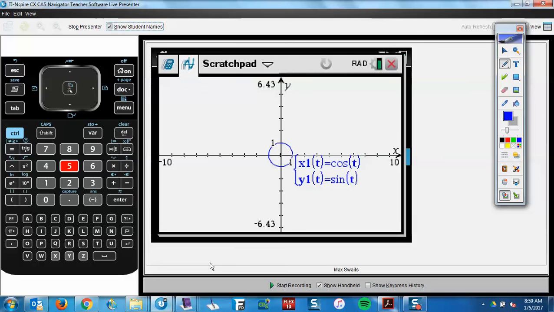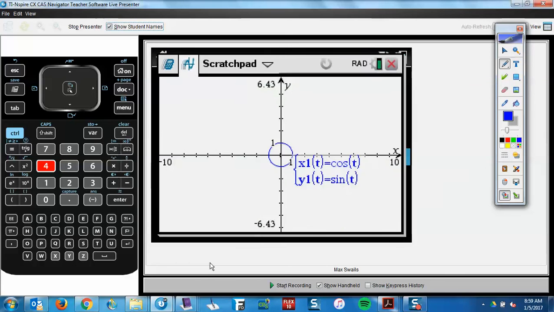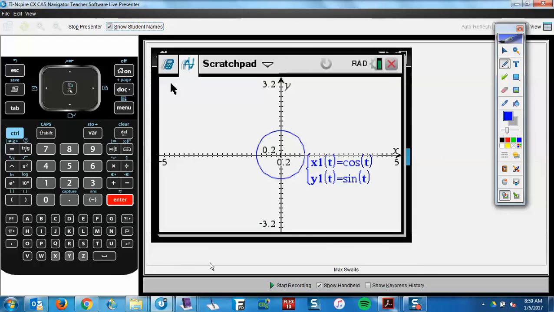And a standard window is square. Notice that the X's go negative 10 to 10. These go to 6.43 because it's wider than it's tall. So if you went negative 10 to 10 on both, it would not look like a circle. But that one looks like a circle. Now, if you cut both of those in half, it'd be a little bigger circle. So let's do that. Go to your window, just for the heck of it, and change those to negative 5 to 5 and change this to just negative 3.2, just so we don't have quite so much empty space. But anyway, that's your circle.